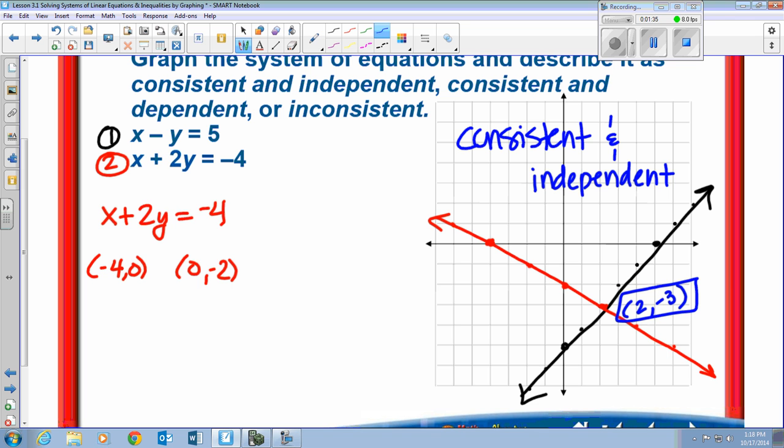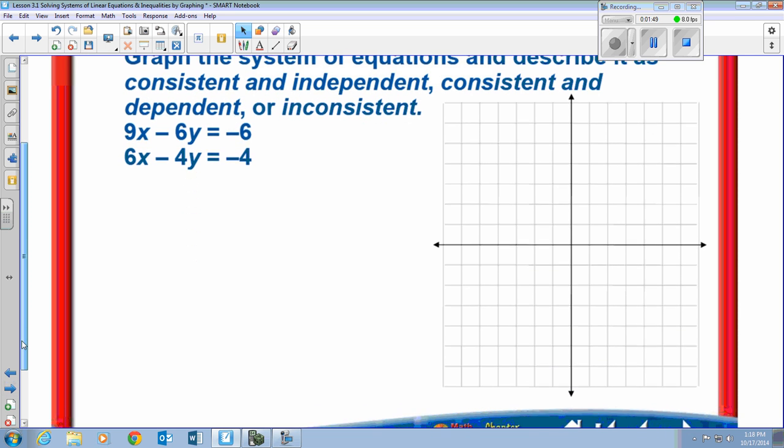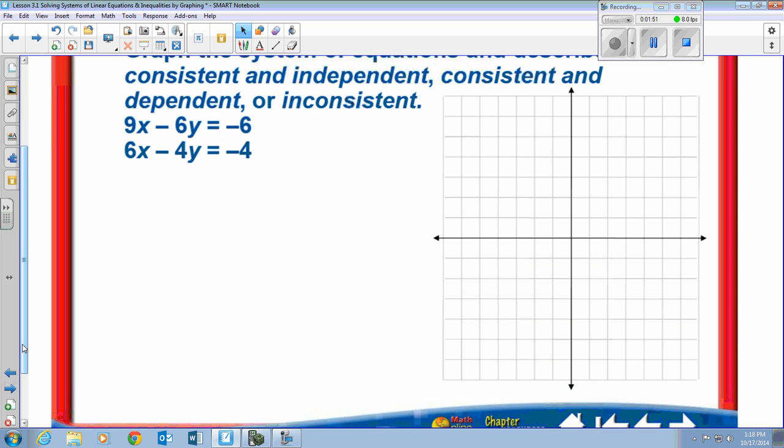So now you're going to graph one. I don't care if you get it y equals mx plus b form. Actually, the next one's going to be much easier in y equals mx plus b. But you're going to graph the two equations. So on your paper, in as much detail as you can muster, graph 9x minus 6y is equal to negative 6, and 6x minus 4y is equal to negative 4.